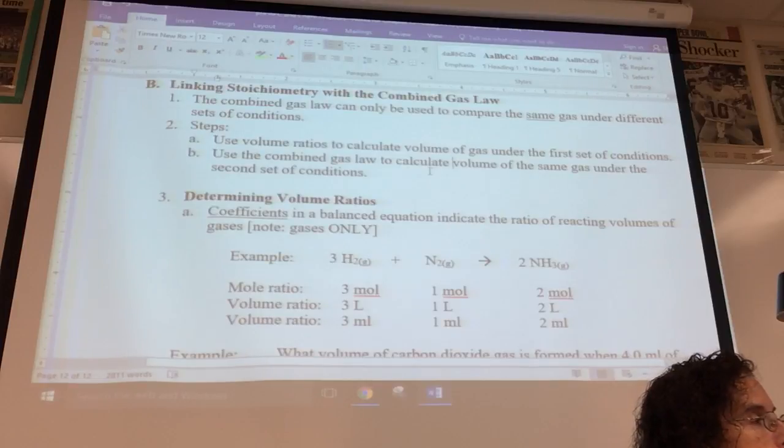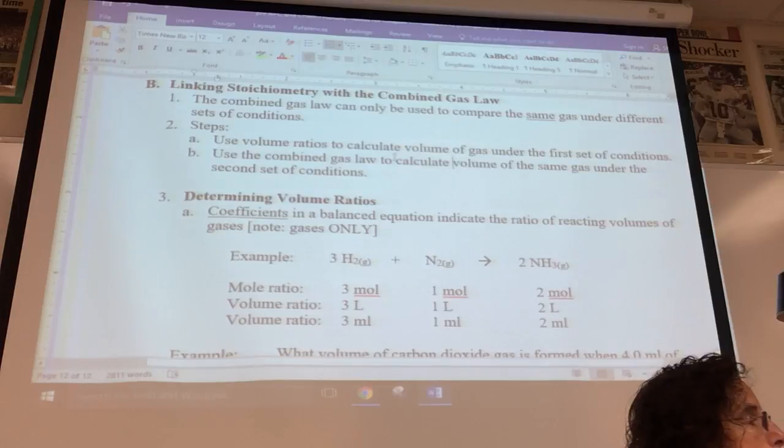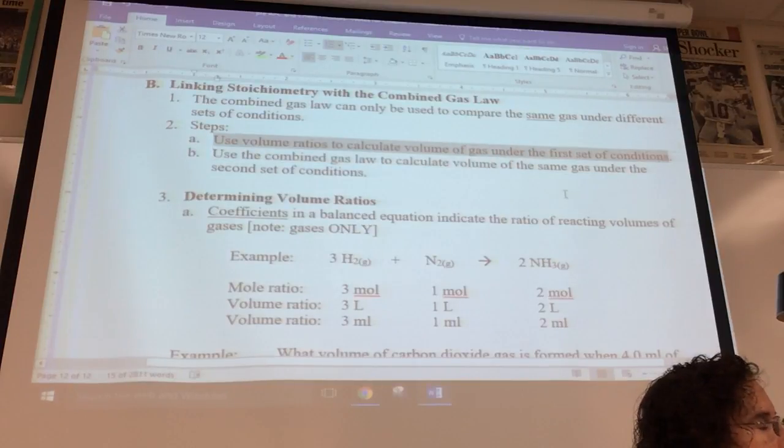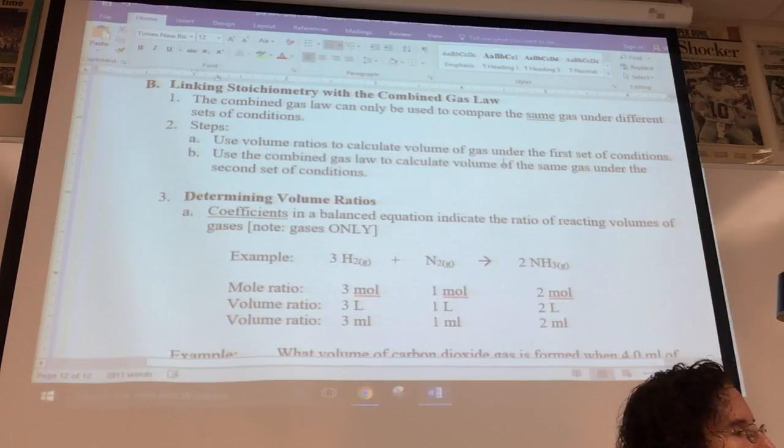However, if you want to compare two different gases under the same set of conditions, you're going to do a volume ratio as we talked about the other day. We had said that you can get volume ratios the same way you get mole ratios from the balanced equation, but it only works for gases. For example, it says in step 1 you're going to use volume ratios to calculate the volume of a gas under the first set of conditions, then the combined gas law to calculate volume or pressure or temperature of the same gas under a second set of conditions.